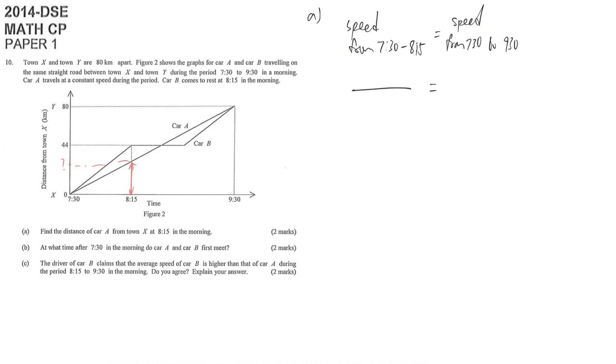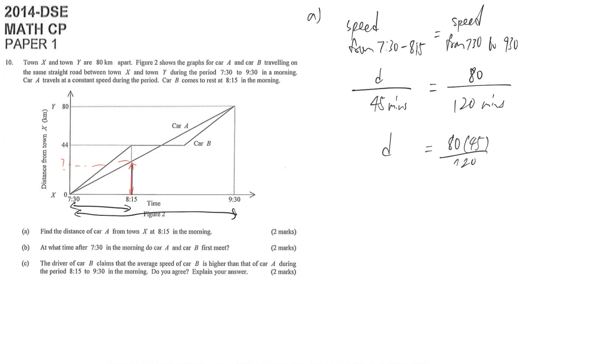So the distance in the first period is what we want to know, so we just let it be D. The time span is 45 minutes. If we compare with the overall result, where we have both the distance and the time, the distance is 80, and the time span is 2 hours, which means 120 minutes. So D is equal to 80 times 45 divided by 120. It's 30 km.